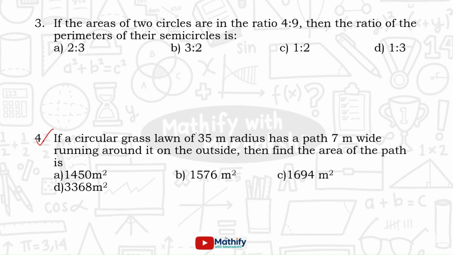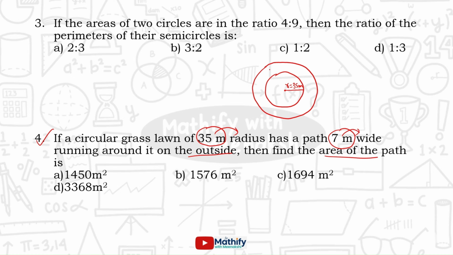If a circular grass lawn of radius 35 meter and has a path of 7 meter wide running around it on the outside, then find the area of the path. So it's given that we have a circle whose radius is 35 meter and we have a path of width 7 meter. From here to here it's 7. That means small r is 35 and let's take capital R as 35 plus 7, 42 meter. That's the radius of outer circle.